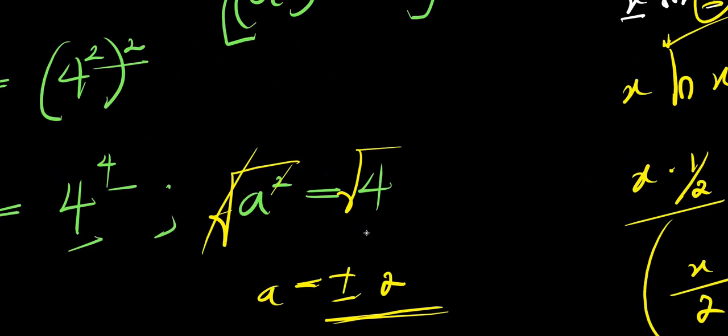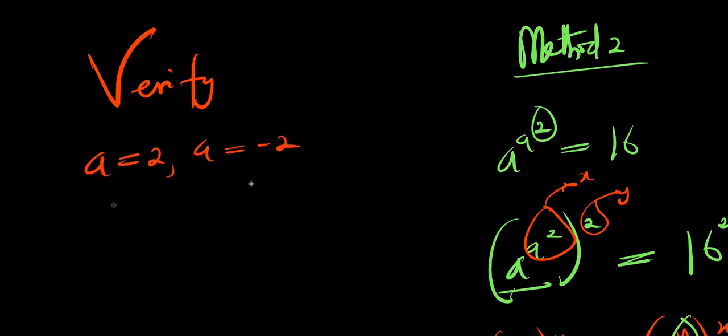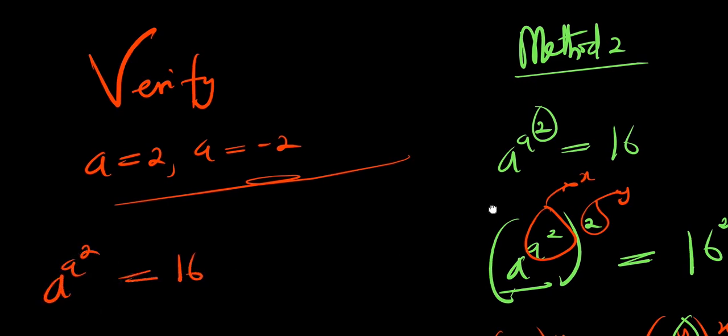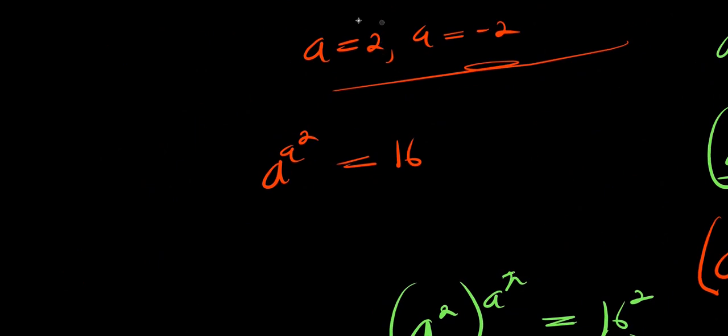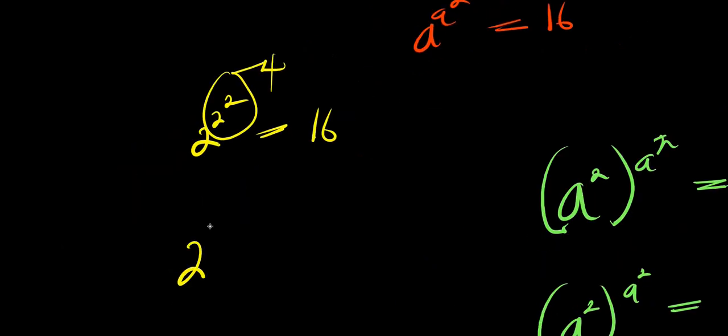Also, we have positive or negative 2. We can decide to verify. A equals 2 and a equals negative 2. This is a power 2 equals 16. If you consider when a equals 2, you have 2 power 2 equals 16. This is 4. So you have 2 power 4 equals 16. And 2 power 4 is 16, which equals 16.